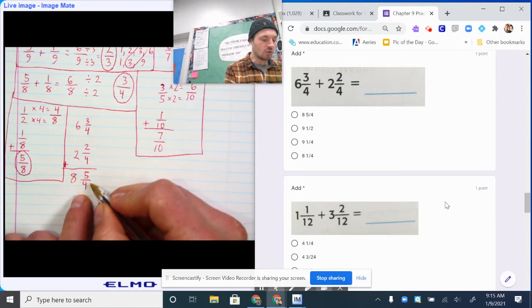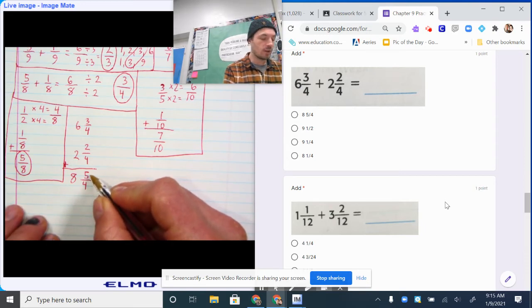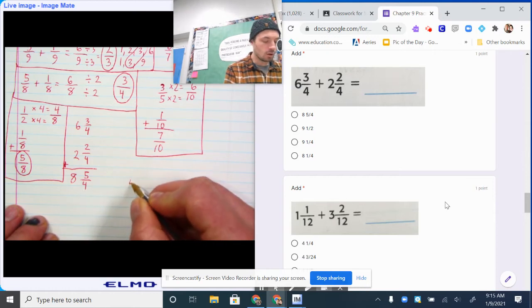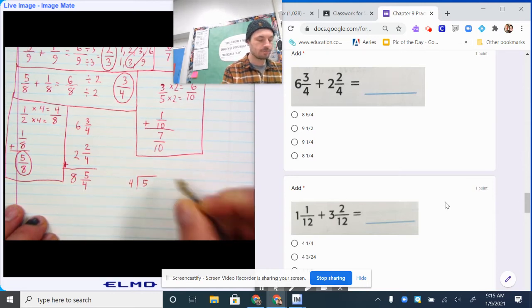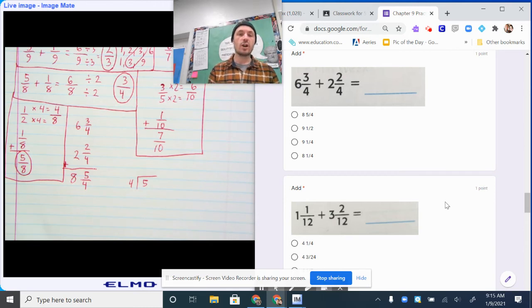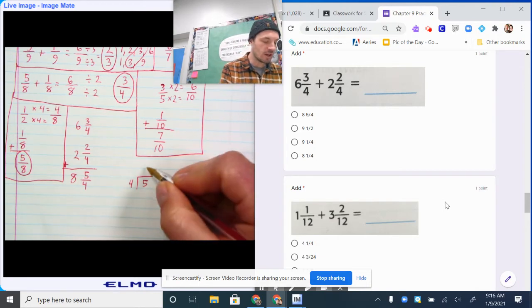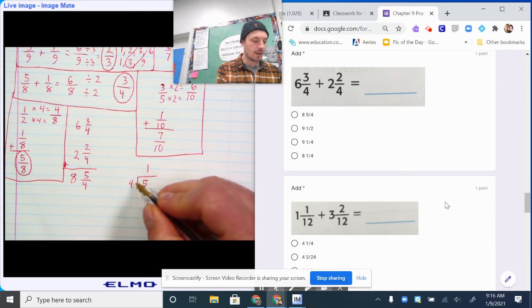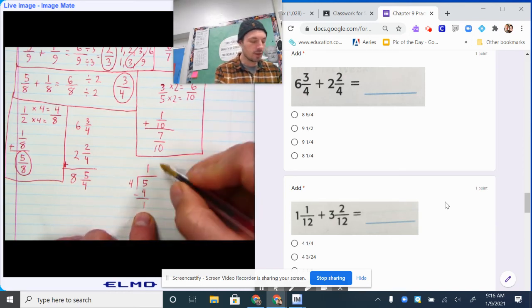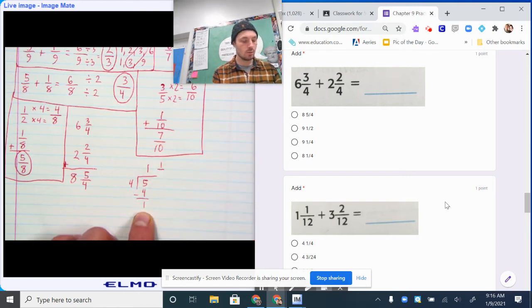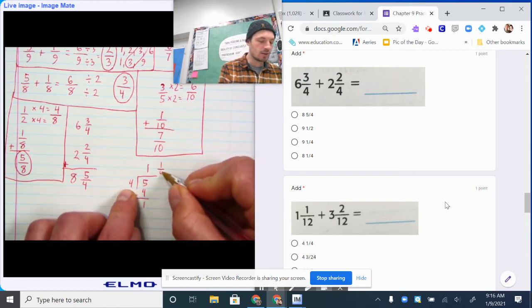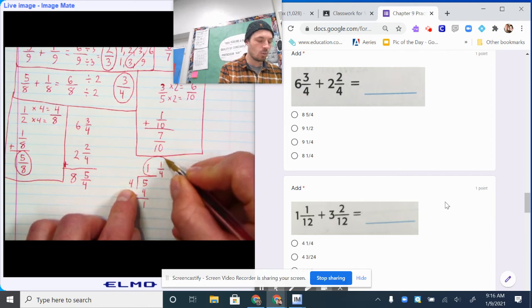I have to take this fraction, since it's an improper fraction, and change it into a mixed number. So I divide the denominator 4 into the numerator 5. That's how you change an improper fraction into a mixed number, by dividing the denominator into the numerator. 4 into 5. 4 can fit into 5 one time. 1 times 4 is 4. 5 minus 4 is 1. Whatever my remainder is, that's my numerator. Whatever my divisor is, that's my denominator. And it's 1 1/4.